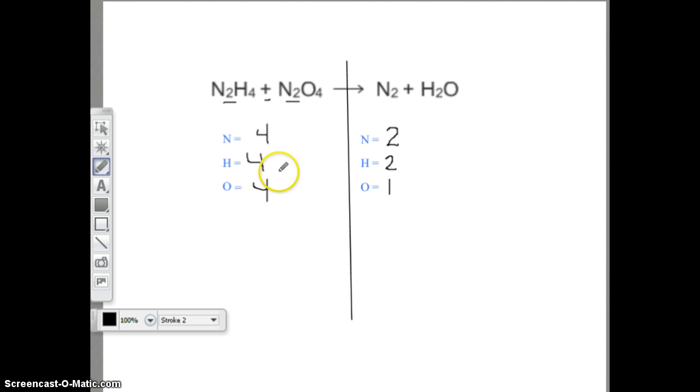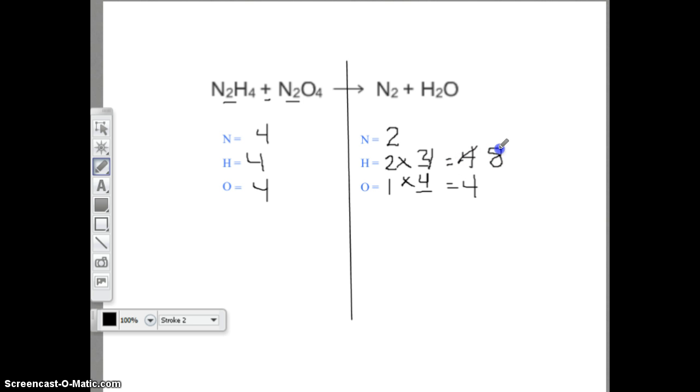So we have 4 hydrogen on the left. We want a total of 4 on the right. And we also want a total of 4 oxygens on the right-hand side. All right, so we have a problem because we have to multiply. Our oxygen tells us that we want to multiply by 4. Our hydrogen tells us we want to multiply by 2. Which one are we going to have to go with? We're going to have to go with the 4, even though that gives us too many hydrogens. That's okay because we can take care of that later.